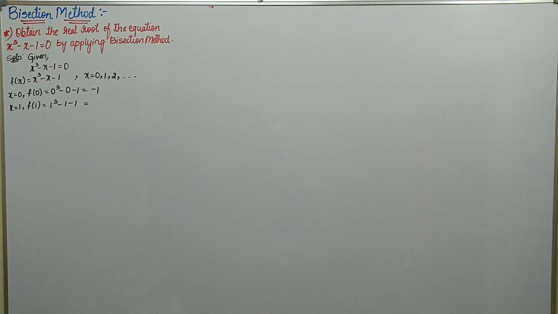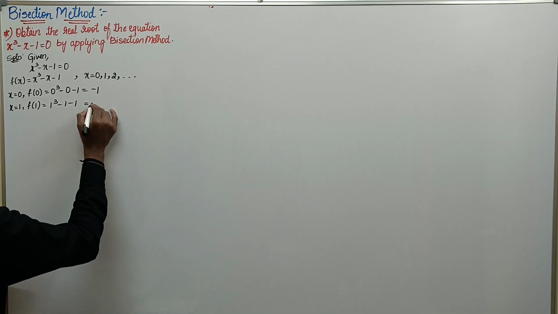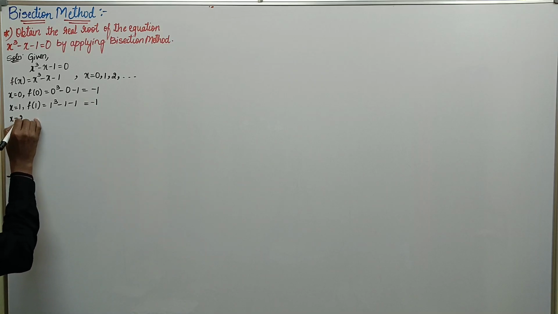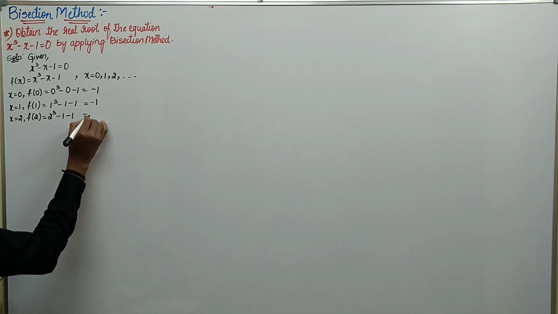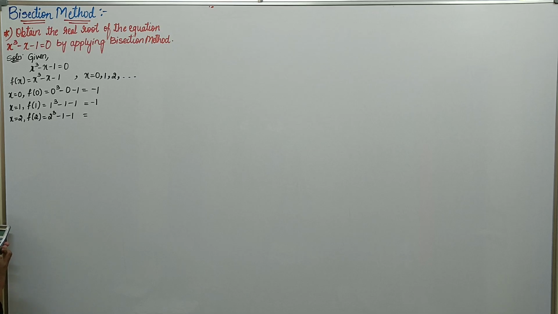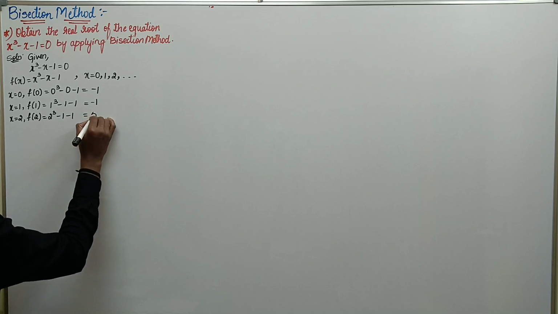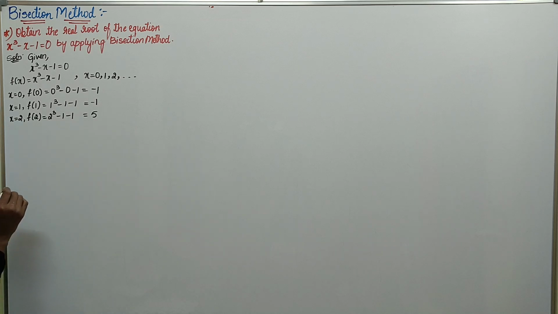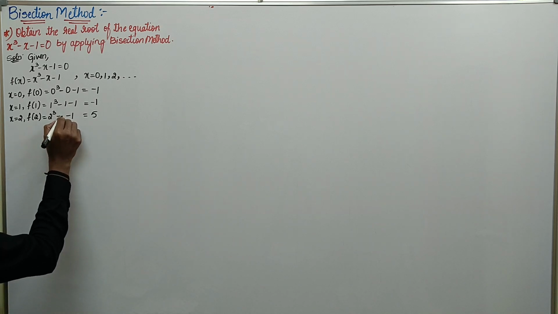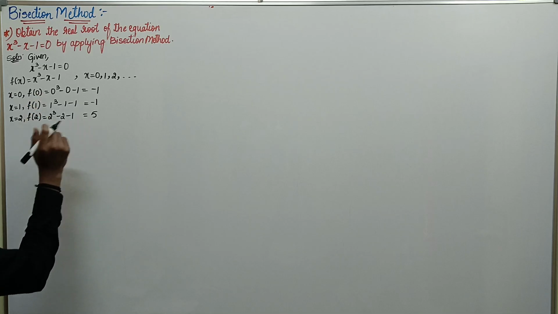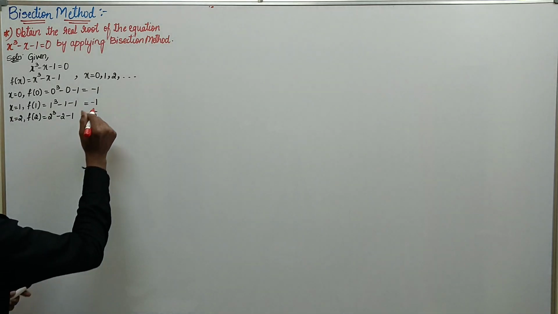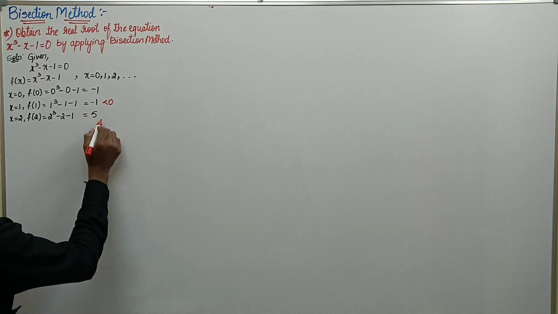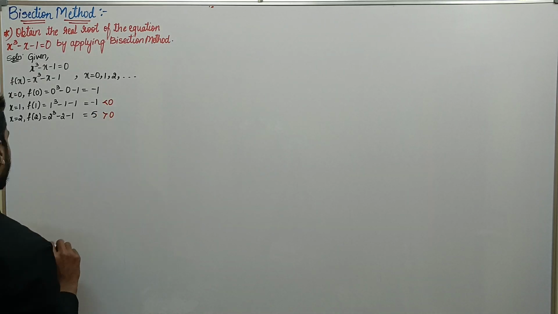How? I am going to show you. At x equal to 1, you got minus 1, and x equal to 2, f of 2 is equal to 2 cube minus 1 minus 1, you get 5. Done? Sorry, this is 2. 2 cube, you get 5. Done? Therefore, since f of 1 is less than 0, because it is negative, and f of 2 is greater than 0, since it is positive.